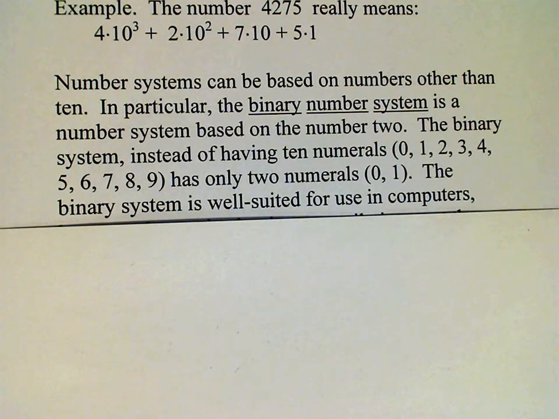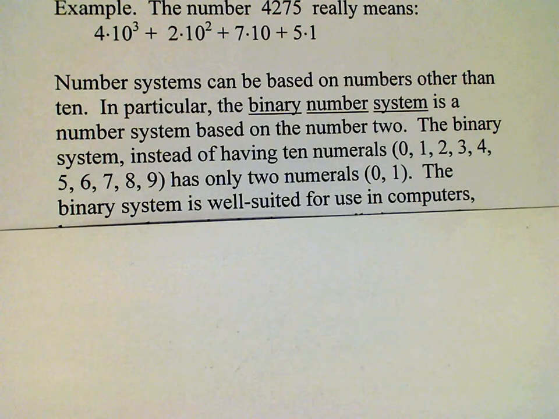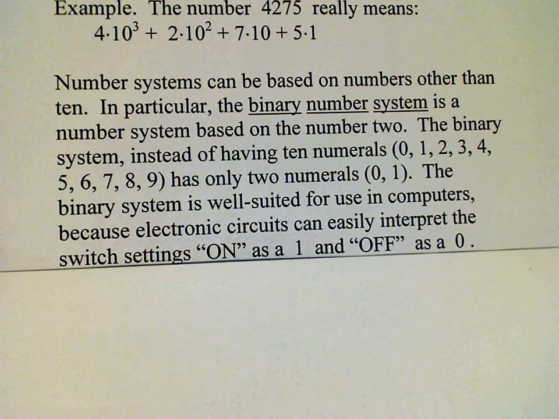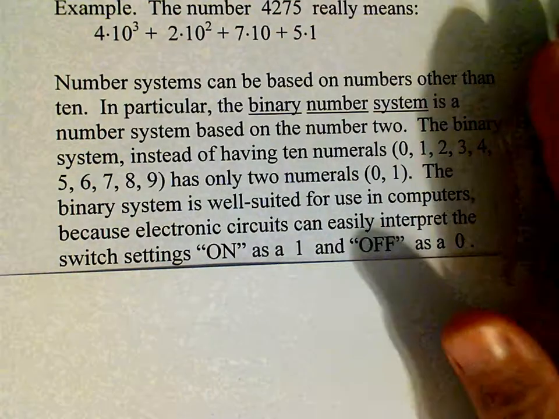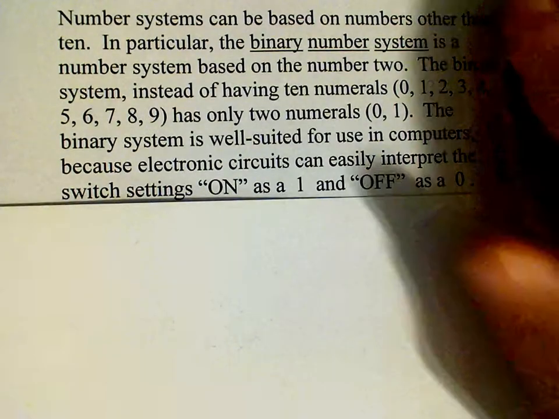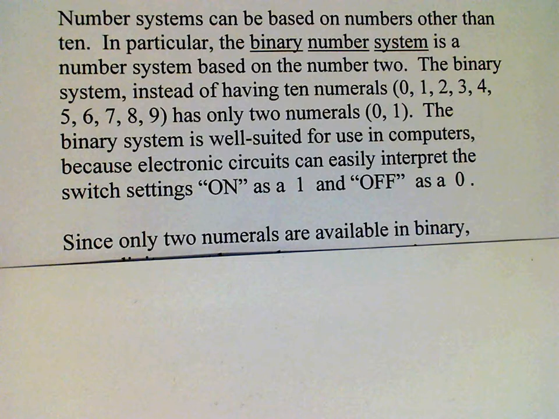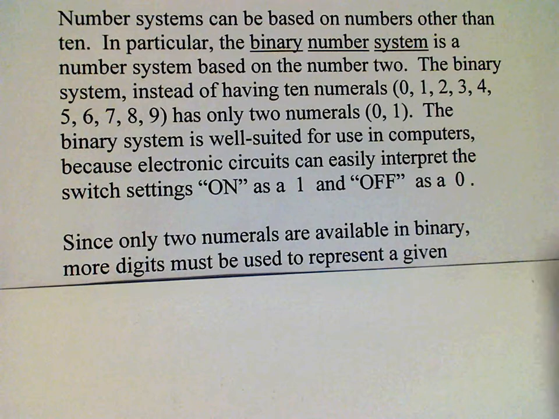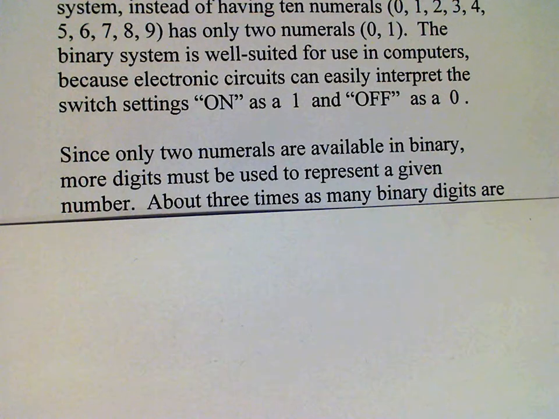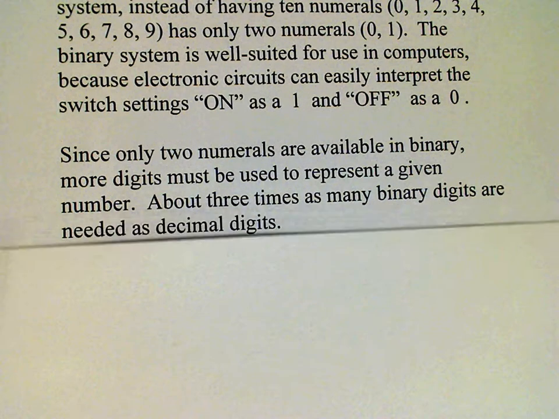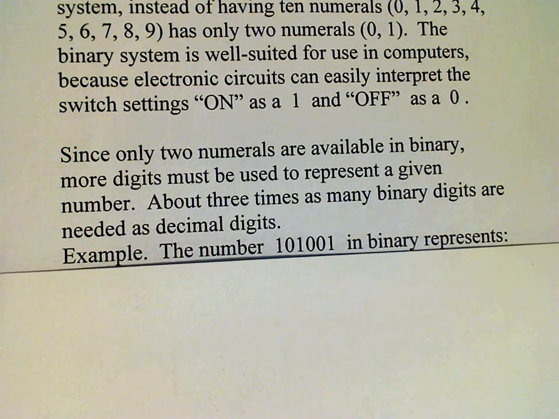And the reason that the binary number system is common when using computers is that electronic circuits can easily interpret the switch settings on and off as a 1 and a 0. However, since there are only 2 numerals available in binary, that means that more digits must be used in order to represent a given number. And generally speaking, about 3 times as many binary digits are needed as decimal digits.